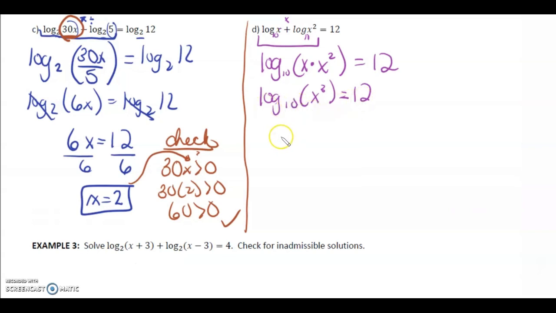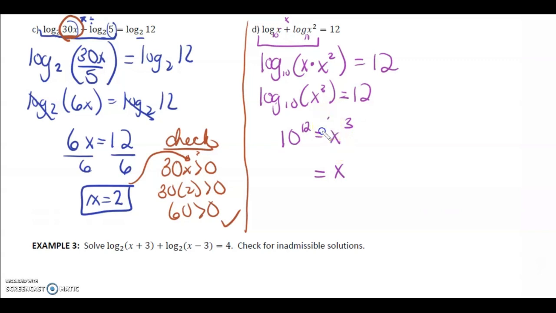I'm going to rewrite this as 10 to the 12 equals x cubed. You can write 10 to the 12 out, it's going to be 1 followed by 12 zeros. It's too big for me, so I'm going to do this with exponent laws instead. We have some number, 10 to the 12, it doesn't matter, equals x cubed. We want to get this to equal x, so let's cube root this.